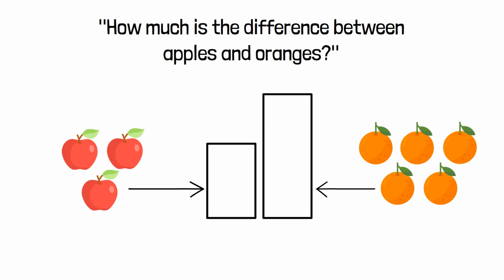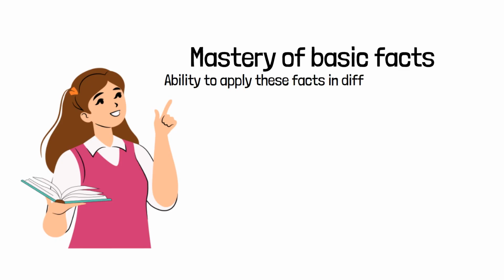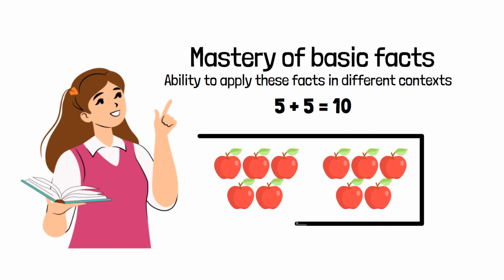A person who has mastered basic facts has obtained a set of essential understandings and progressed through a set of stages so that they just know the answers to certain basic fact problems. Mastery of basic facts involves not just memorization, but also the ability to apply these facts in different contexts and to understand the underlying concepts. For example, knowing that 5 plus 5 equals 10 is important, but understanding why this is true and being able to apply this knowledge in different situations is what constitutes true mastery.